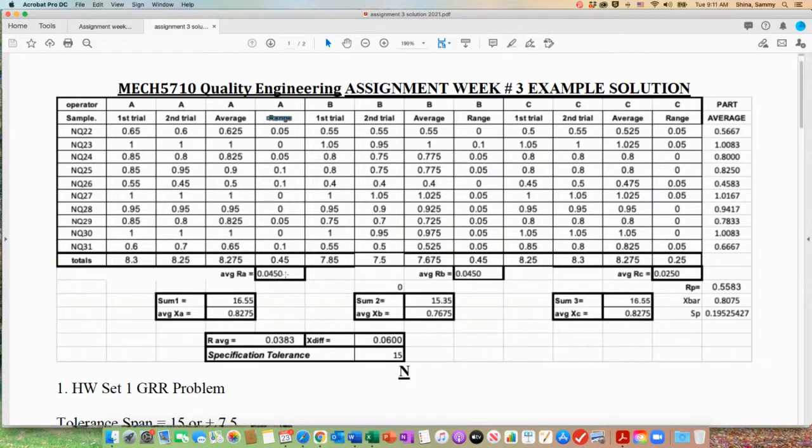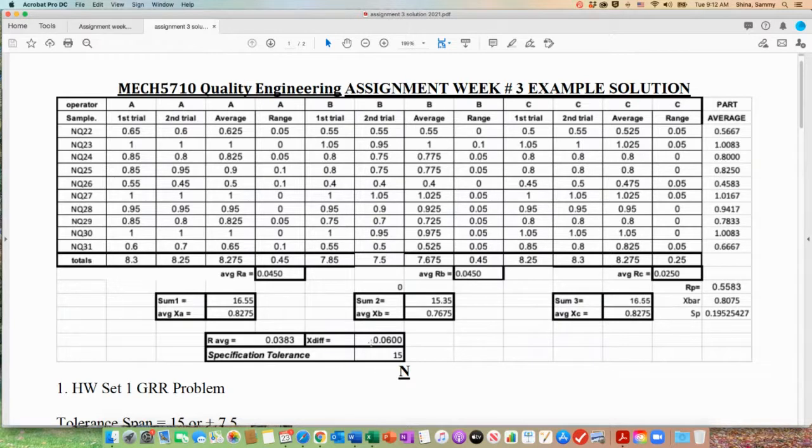We get an average range for operator A, so that is the average of the 10 ranges for operator A, and likewise for operator B and for operator C. Then we have a total R average. That is the average of the 3 operator ranges. So R average is 0.383. Remember that number, we're going to see that later.